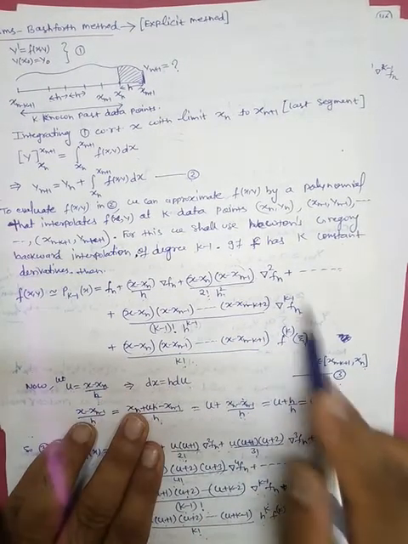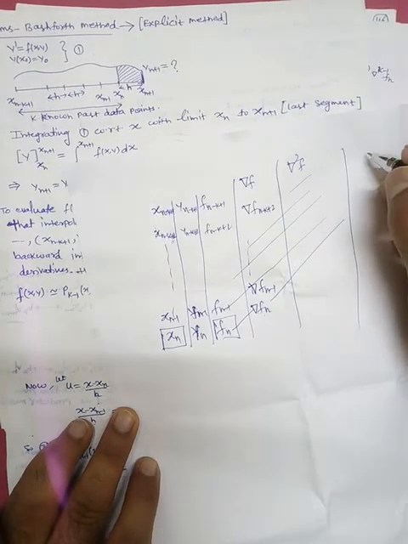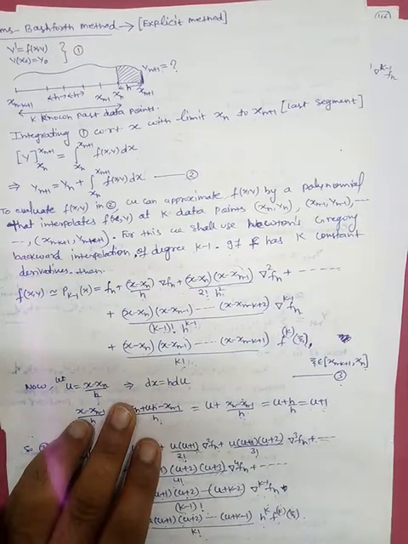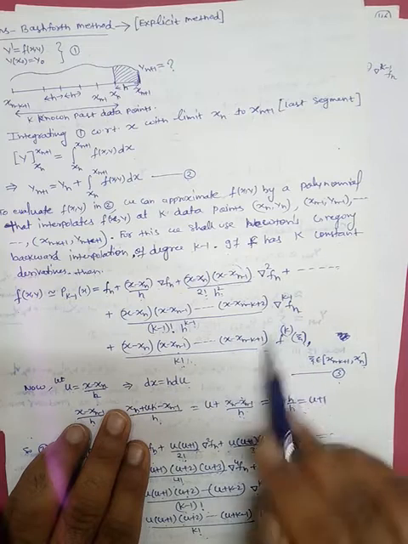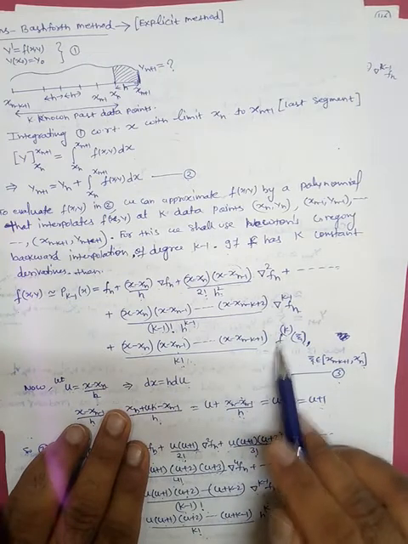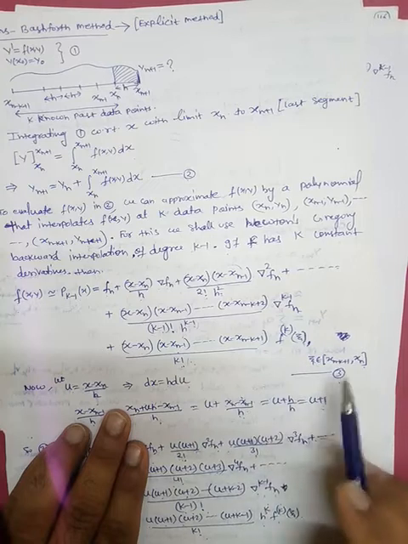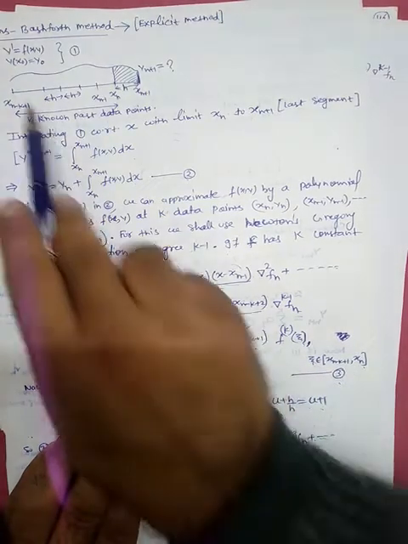So here we will not have the difference, because if you see the last column, we will have only up to this order. The last order difference will be the (k-1)th order difference. So this is the error term basically. The k-th derivative of f at point xi, where xi is some point between x_{n-k+1} and x_n. That means any point in this range.